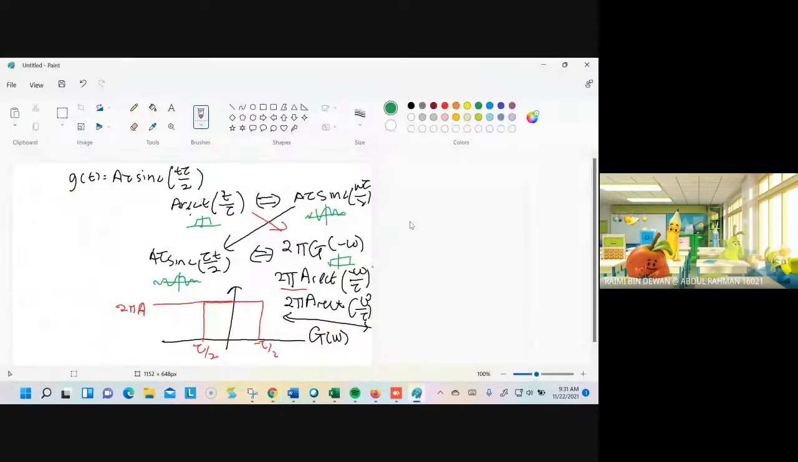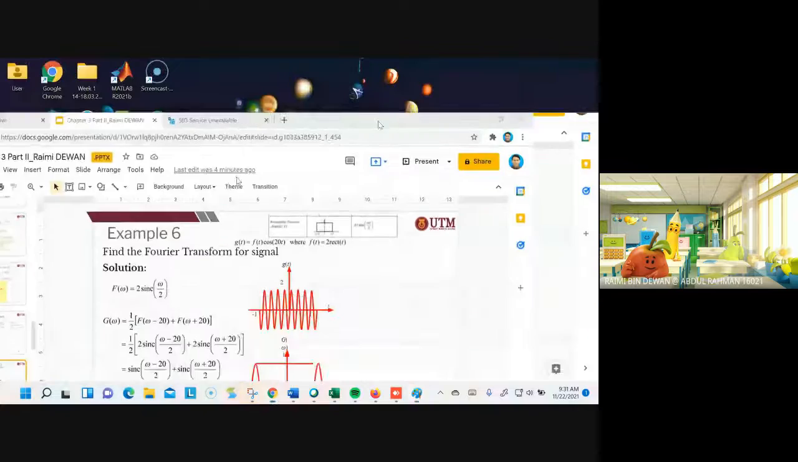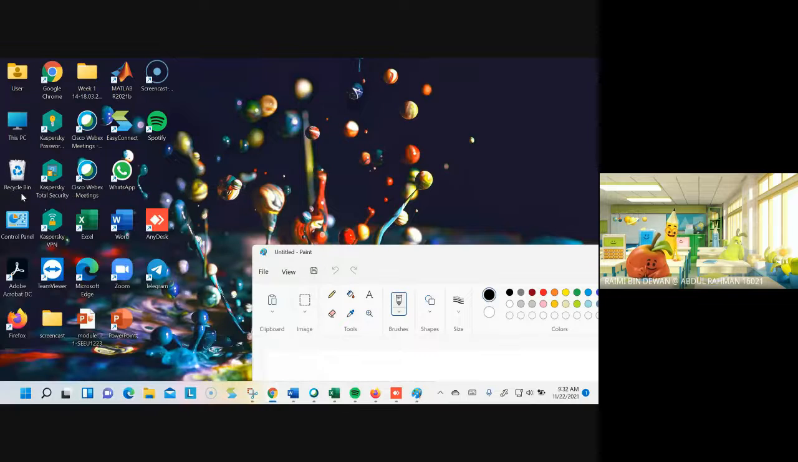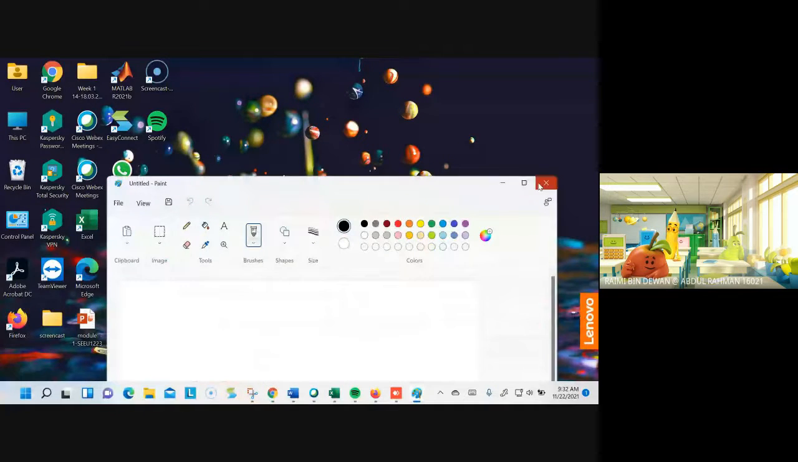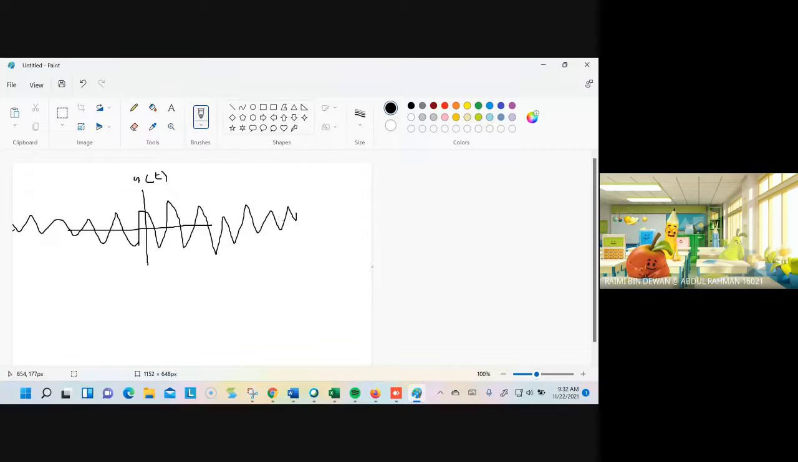I want to ask you guys, why our g(t) is not continuous? Referring to that question, why is it not continuous? Why is it only like this?